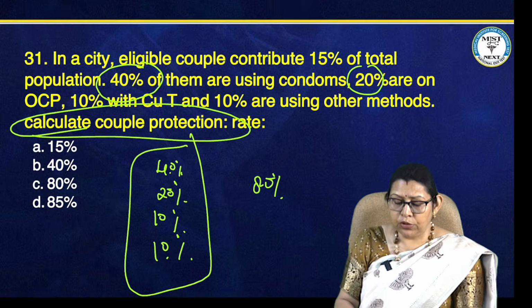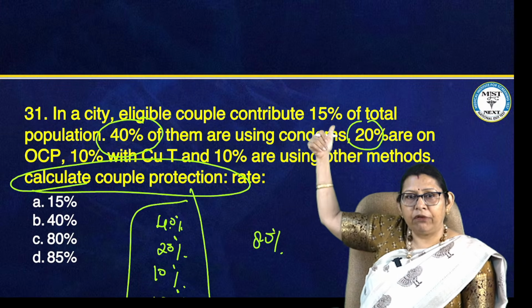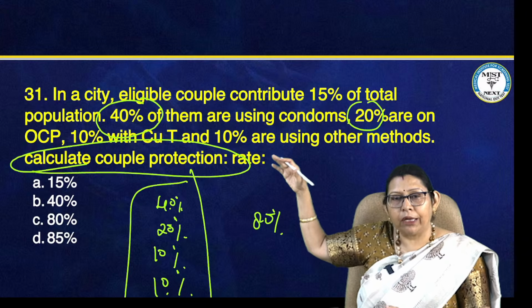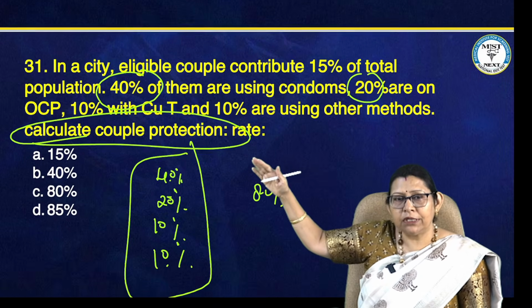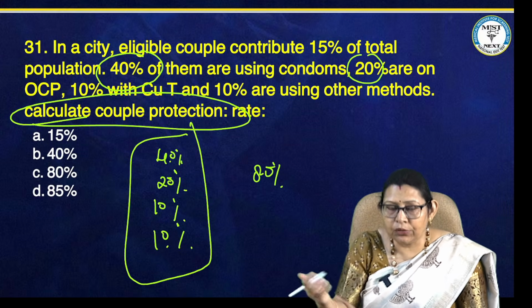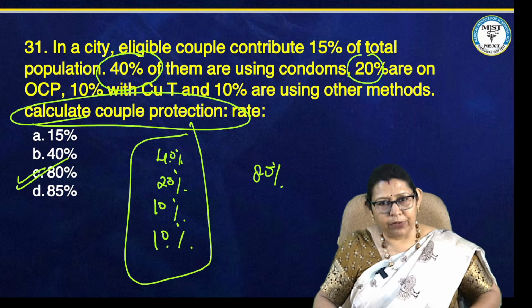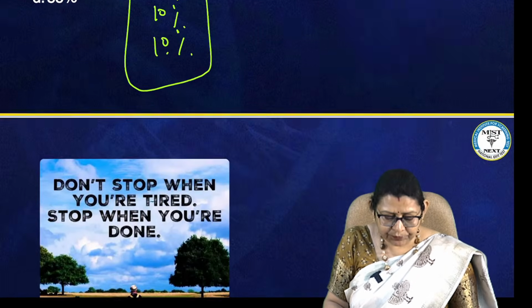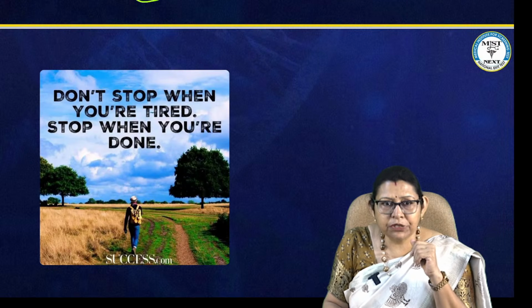If you don't go with the actual calculation, like first taking 15% out of the total to find the eligible couples and then calculating each of them one by one, no. Smartly, they have already given you the percentages that are using, and this is the couple protection rate. So the shortcut is that your answer, 80%, is the couple protection rate. So 80% of the eligible couples are using the different methods. So these are the questions from your demography and contraception.